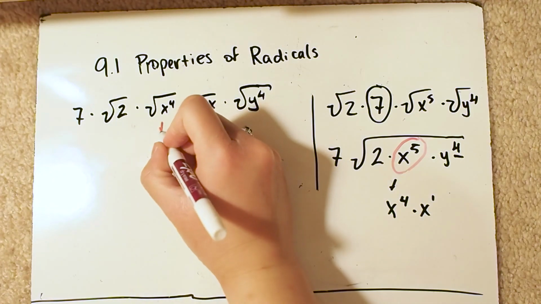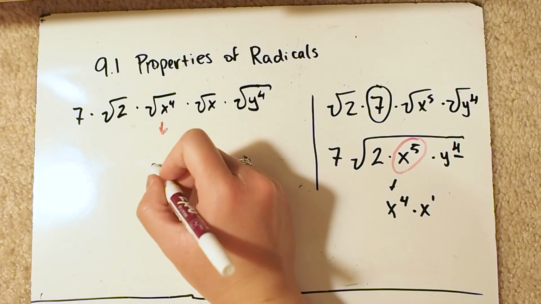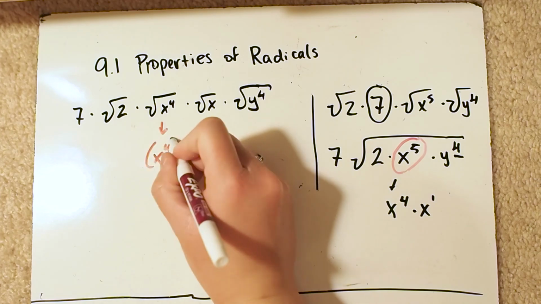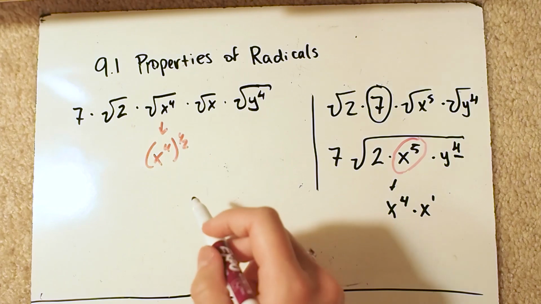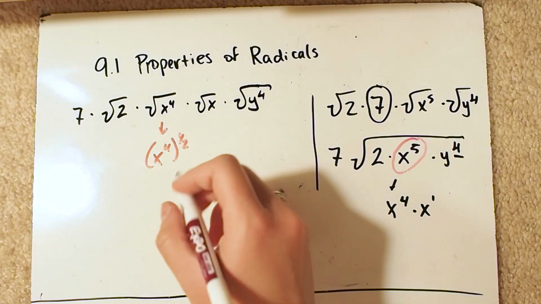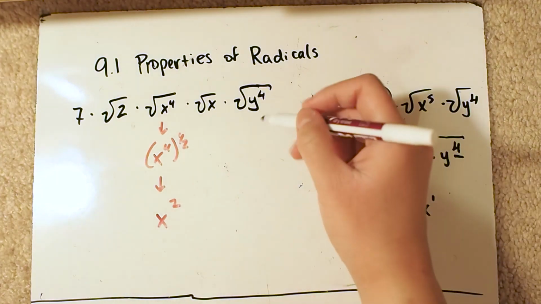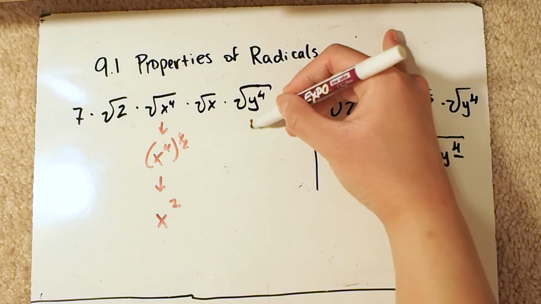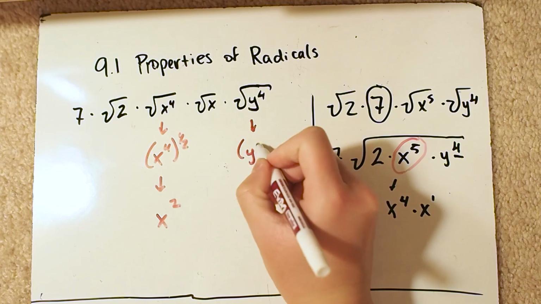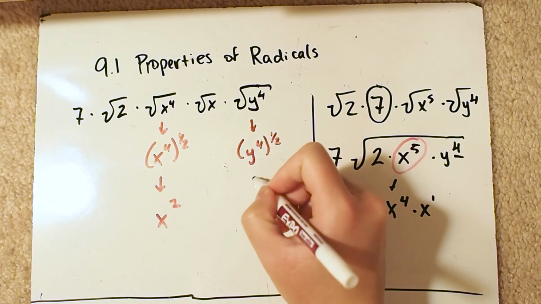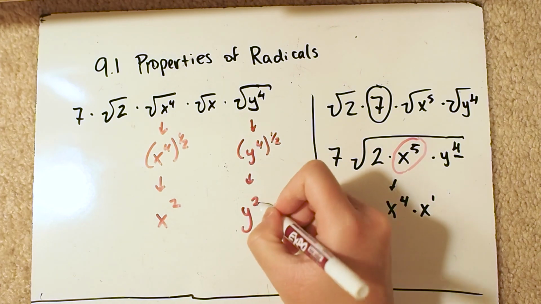Square root of x to the 4th becomes x to the 4th to the 1/2. So we can just say that, 4 times 1/2 is 2. This becomes x squared. In the same way, y to the 4th becomes y to the 4 times 1/2, which just becomes y squared as well.